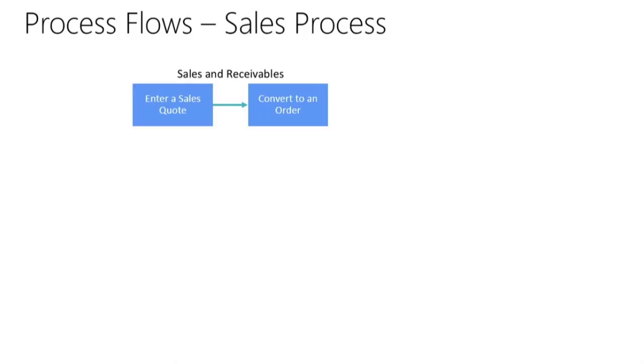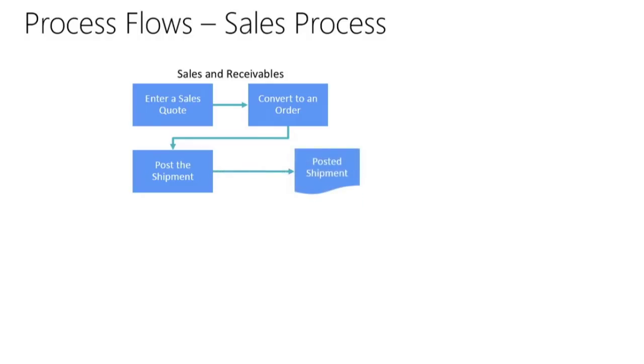Of course, you can always also skip the step of creating a sales quote and directly create an order itself. Once we have a sales order in the system, and the information is assembled and released, the warehouse department is going to take care of it to prepare a shipment. And once the shipment has been performed, we are going to also post that transaction in Dynamics NAV.